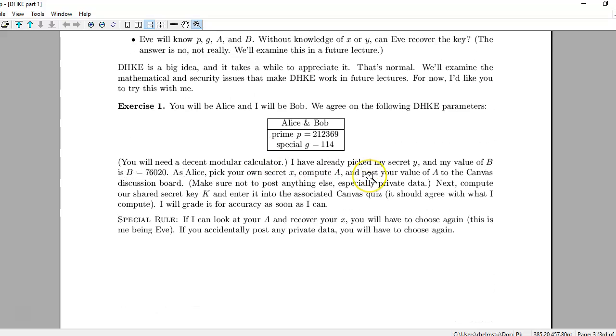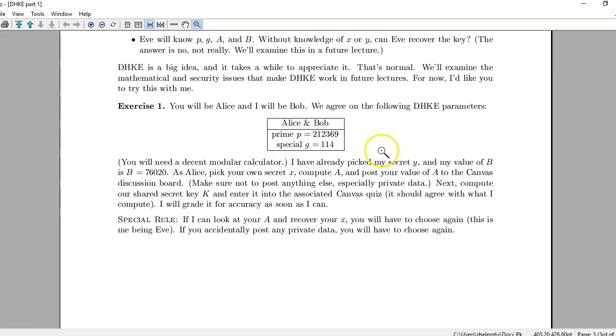So the last thing I want you to do is participate in a Diffie-Hellman key exchange with me in a Canvas quiz. So what I've given you here is a recipe for you and I to do a Diffie-Hellman key exchange. You'll be Alice and I'll be Bob. I've already conveyed to you my public element B is 76020, and here's our prime, it's a 6-digit prime, and here's our special G.